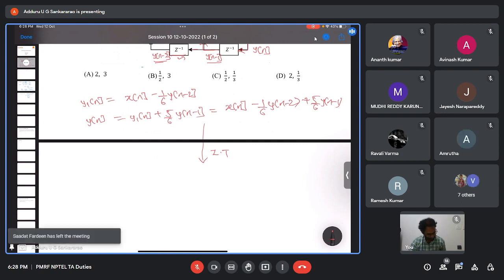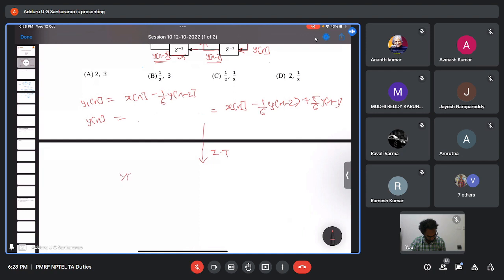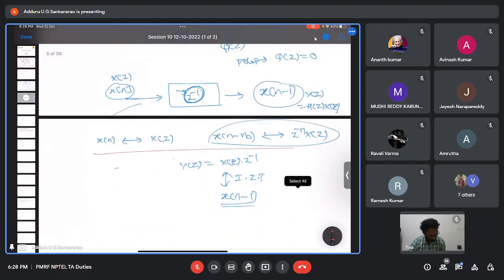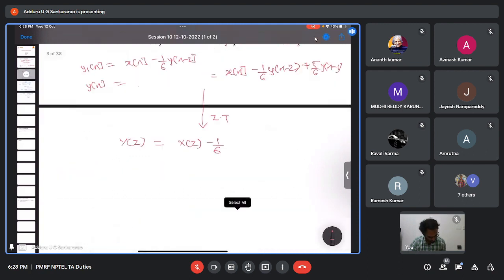So left side Z transform is Y of Z. And right side x of n, let us say Z transform is X of Z. And minus 1 by 6 into, using this property, just now we have seen this property. For x of n, x of z is the z transform. Then if input is shifted by an amount of n naught, then its z transform is z power minus n naught into x of z. Using the property, I am just writing out here.